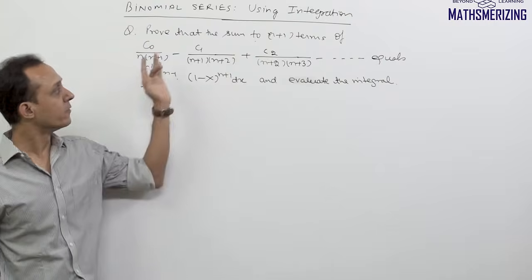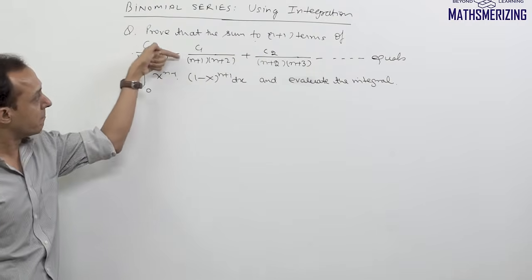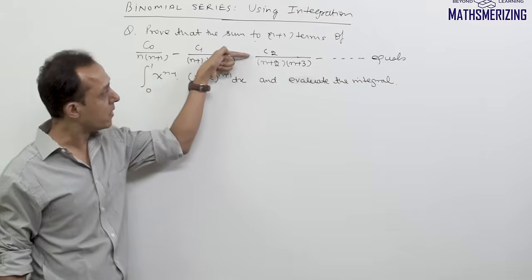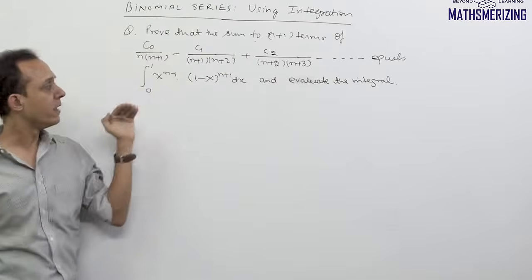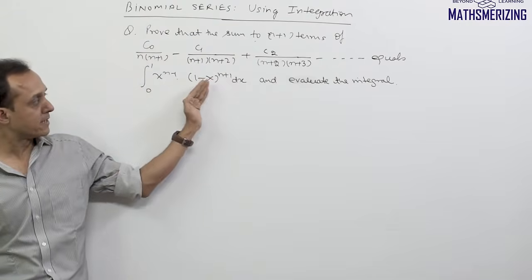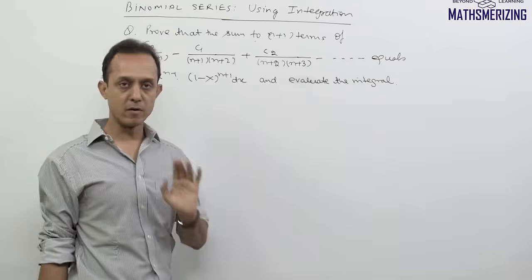So the question is, prove that the sum to n plus 1 terms of C0 upon n plus 1, minus C1 upon (n plus 1)(n plus 2), plus C2 upon (n plus 2)(n plus 3), is equal to this integral, which is from 0 to 1, x to the power n minus 1, (1 minus x) to the power n plus 1 dx, and then we'll have to find this integral also.